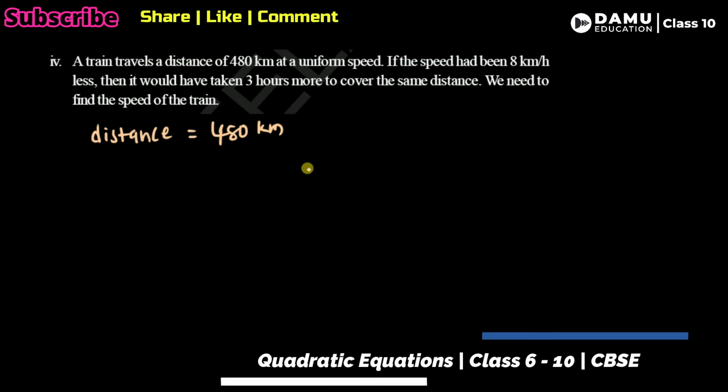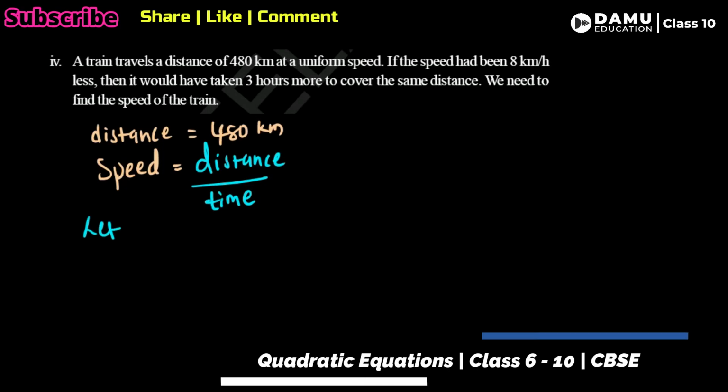So distance they are given. So let's take the formula of speed. Speed will be equal to distance by time. So this is the speed formula. So let's take speed of train will be equal to some x kilometer per hour. Let's take this is the speed of train.